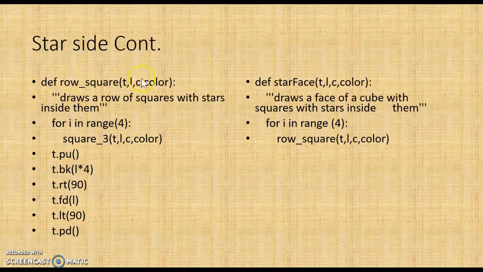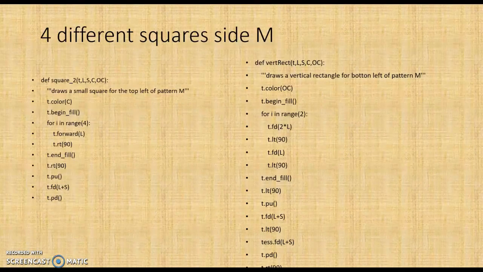And then I'm going to do a row of that. I'm going to do a row of all the squares. And then the face is, I'm going to do four rows, so it's a whole face. And notice I did the parameters so I could change the colors. So all I had to do for the opposite colors was change the inside color and the outside color to mirror each other.